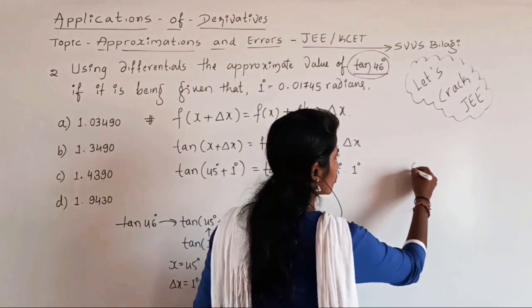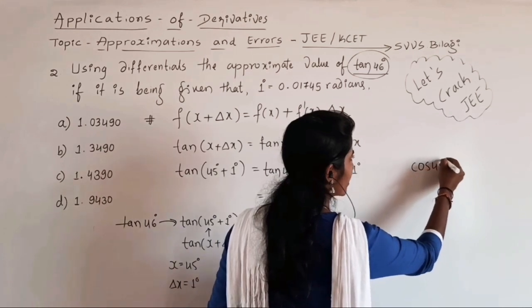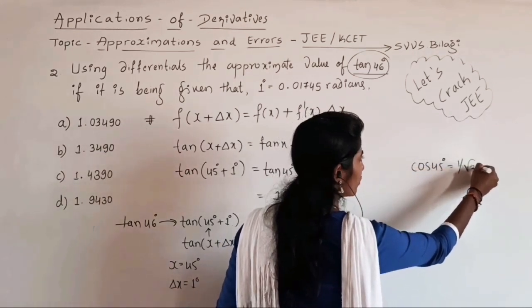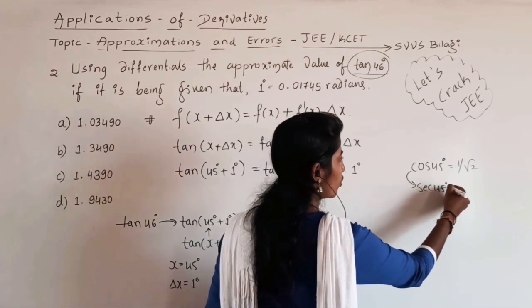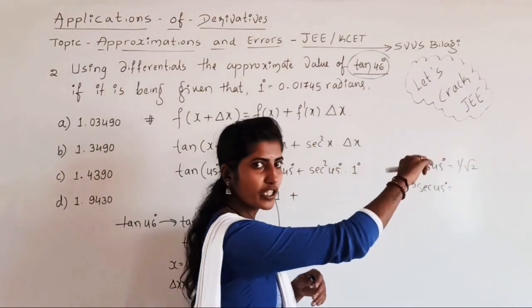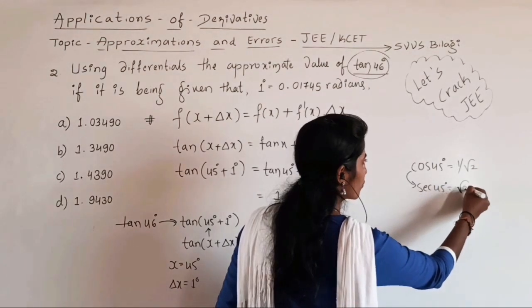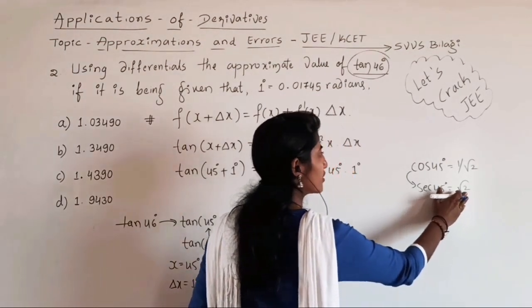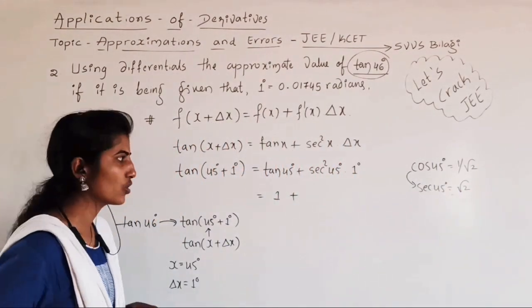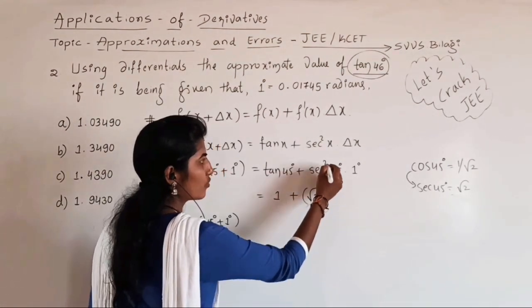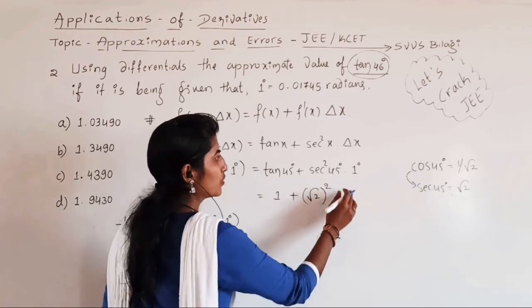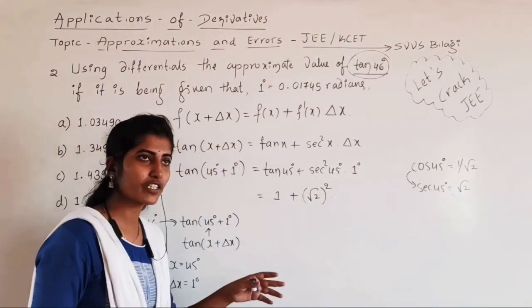You know that cos 45 degree is equal to 1 by root 2. Sec 45 degree is its reciprocal. Just interchange the numerator and denominator, it will be root 2 by 1, nothing but root 2. So sec 45 degree is root 2. Since it is a square, write square, into 1 degree. The value of 1 degree is given.